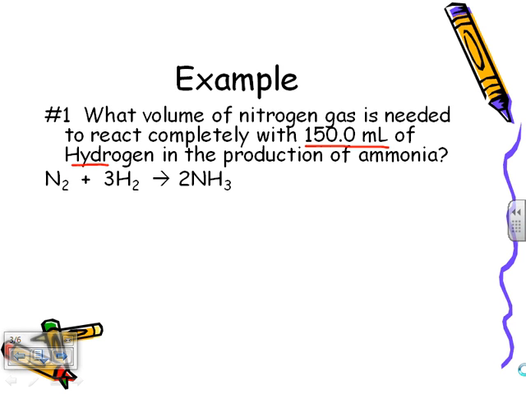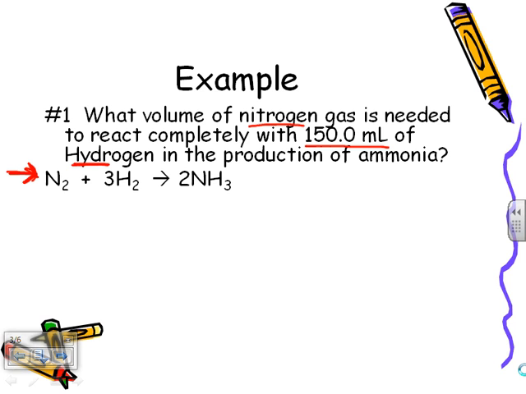One way to identify a stoichiometry problem from any other type of problem is that you will have a balanced chemical equation for one. The other ones will not. And also, we're going to be talking about a couple of different reactants or products. Here we're talking about nitrogen and hydrogen. So if you talk about a couple of different things, then it's going to be a stoichiometry problem.